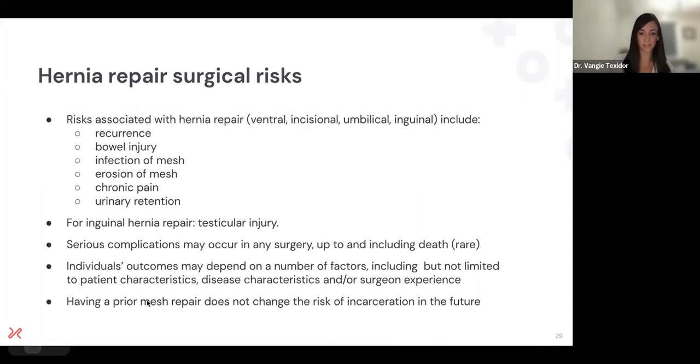Having had a mesh in the past doesn't change anything about what you have now, or whether it is a recurrence or not. It can get incarcerated just as well. It doesn't matter.